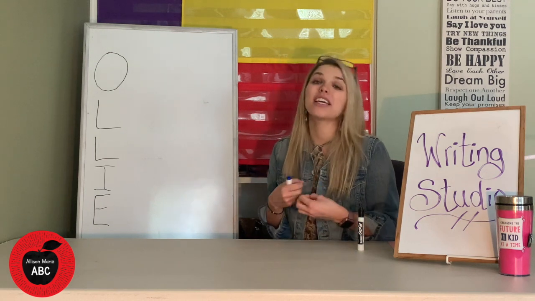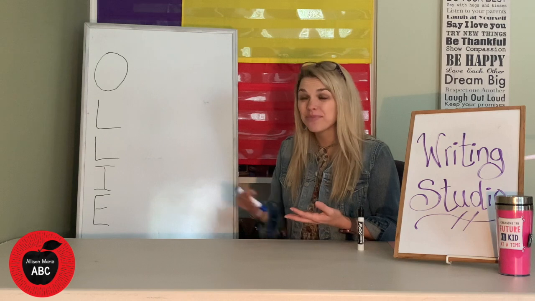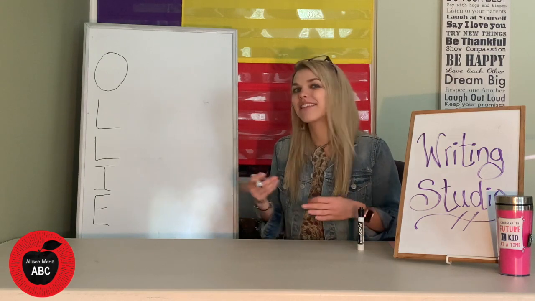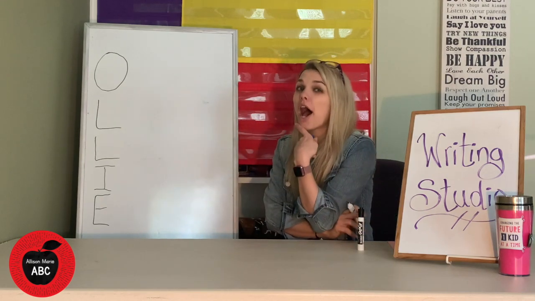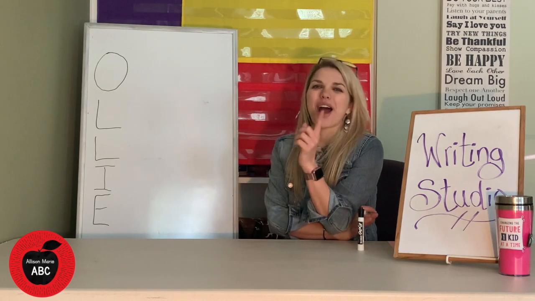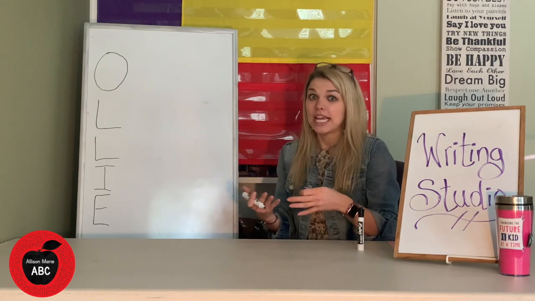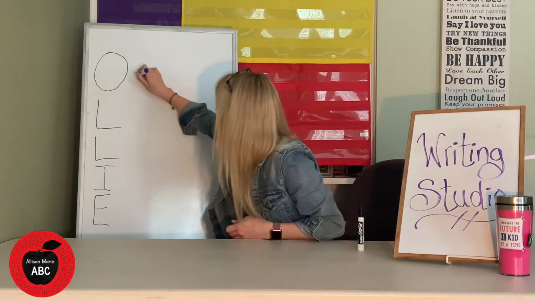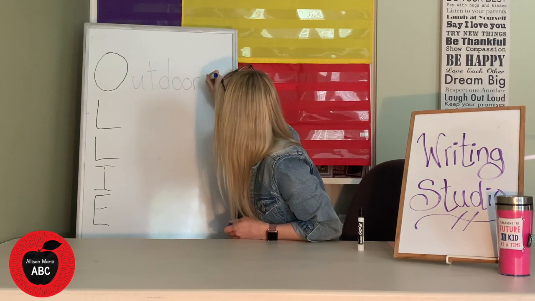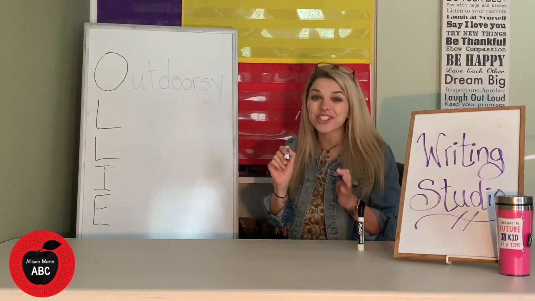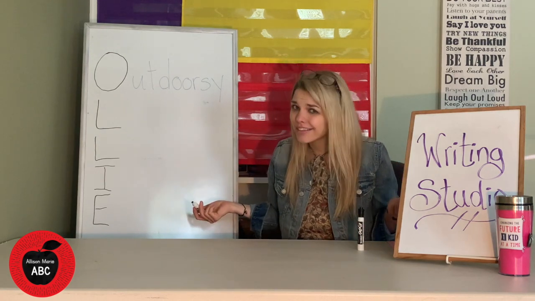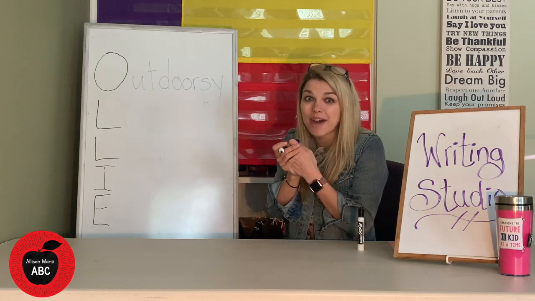What I need to do is think of a word that describes Ollie using the different letters in his name. So let's look at the first letter, the letter O. I need to think of a word that starts with O that describes my nephew Ollie. Ooh, I know, he loves going outside on adventures. He's very outdoorsy. That's such a great word to describe him. Okay, next letter, L. Lovable. I just love my nephew so much.